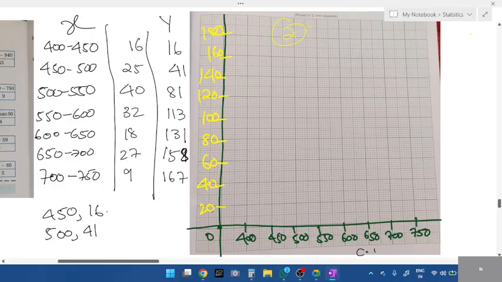We'll keep this 2 as it is. We need 16, students. Take the 16 divided by 2. How many lines? 16 divided by 2 is 8 lines. So from 450, how many lines do I have to count? 8 lines. Is this clear? All of you understood?